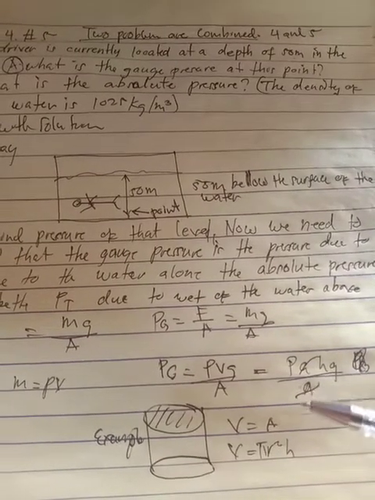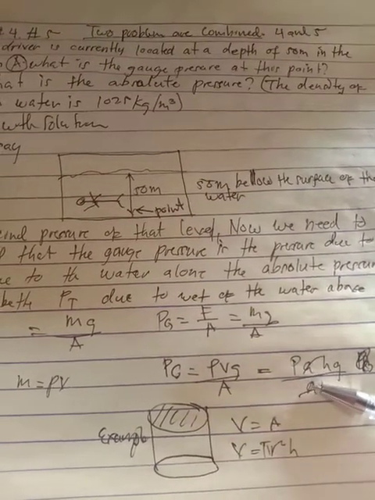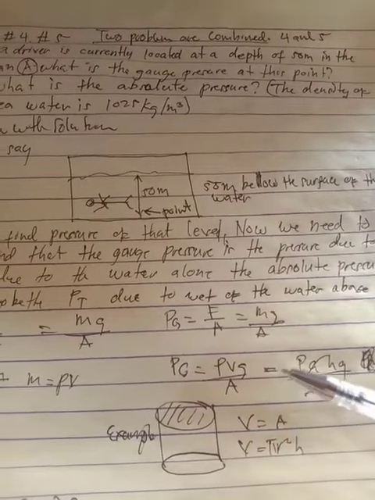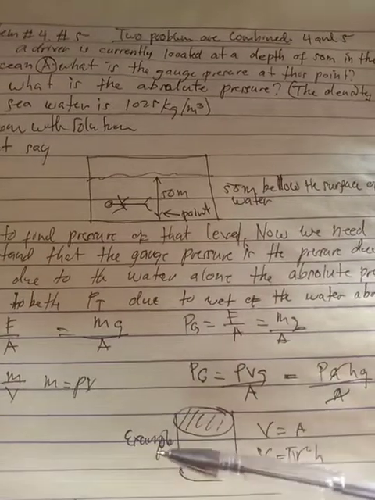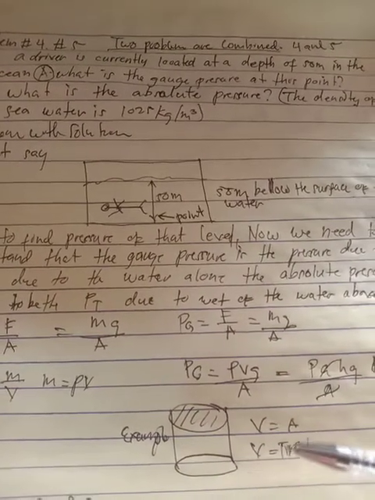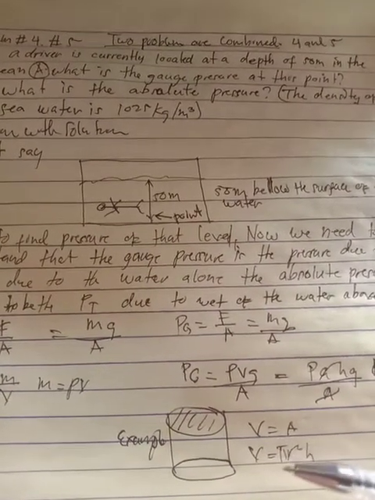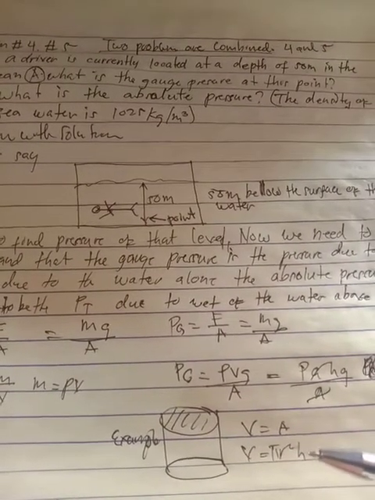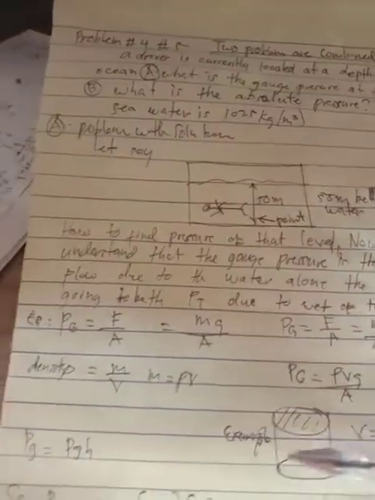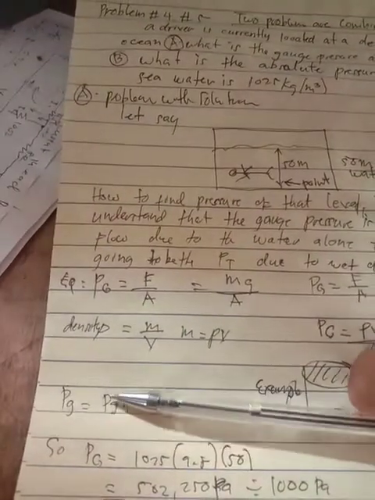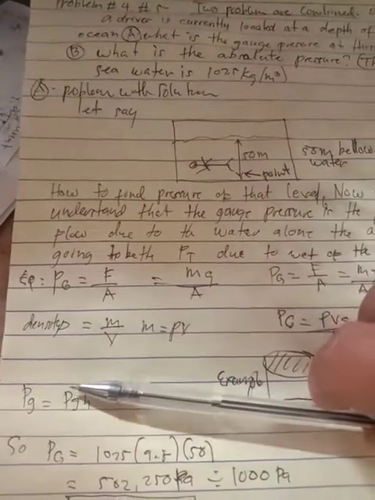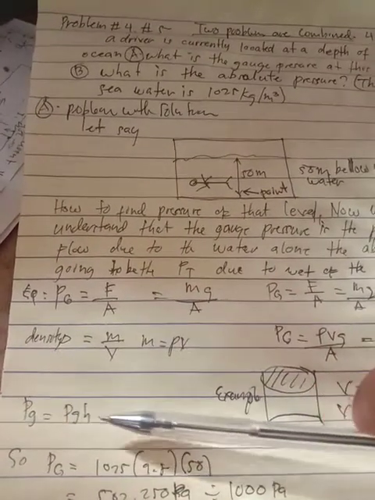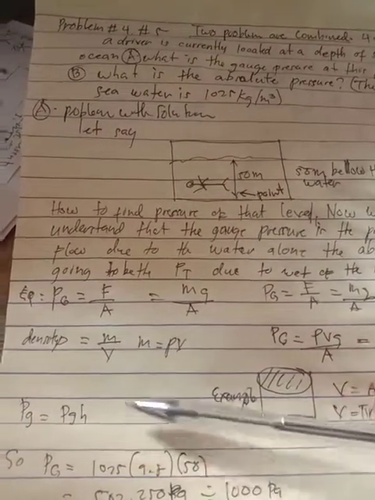We are going to cancel this one, A and A. So this one is an example. Here is the cylinder, then V equals A times h, where the volume equals pi r squared times height. So now, to find the gauge pressure, we use this last equation: Pg equals ρgh.